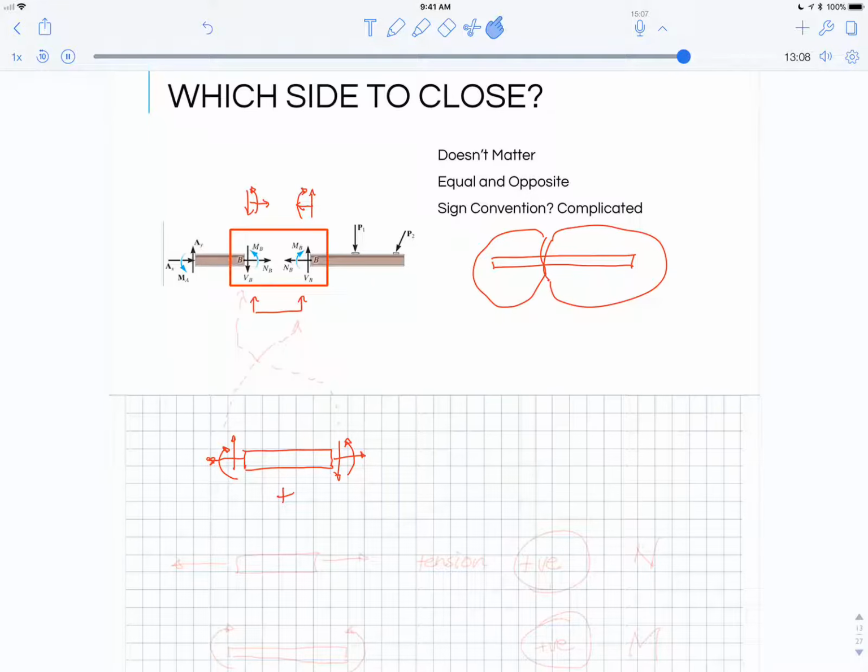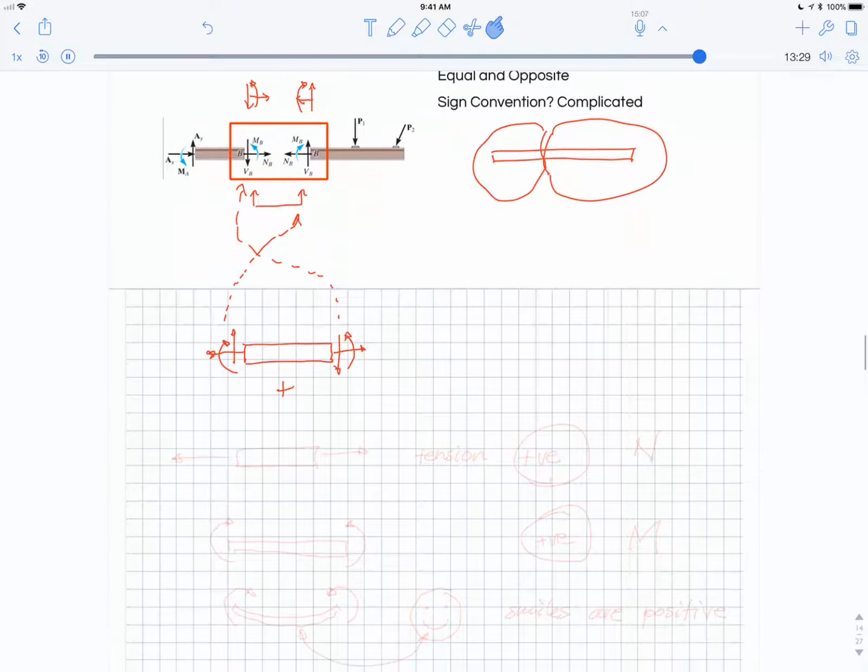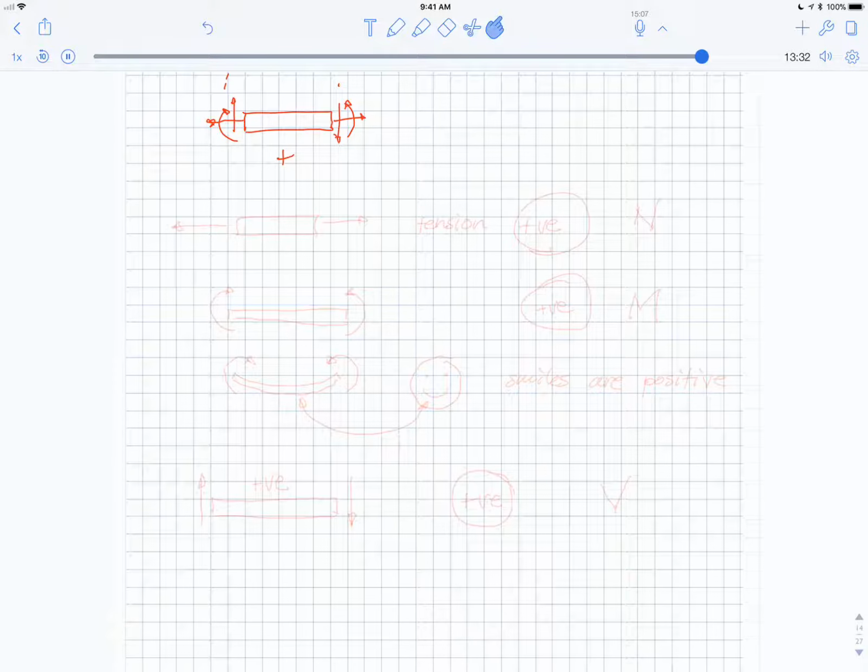But what's confusing, you need to see that this one is this one, because it's acting on the left end of the member that's been cut, and this one is that one because they are acting on the right end of a member that's been cut. Now let me explain each of these in turn, why they're positive. Here's the axial sign convention. If you have forces that are pulling or in tension, this is positive.